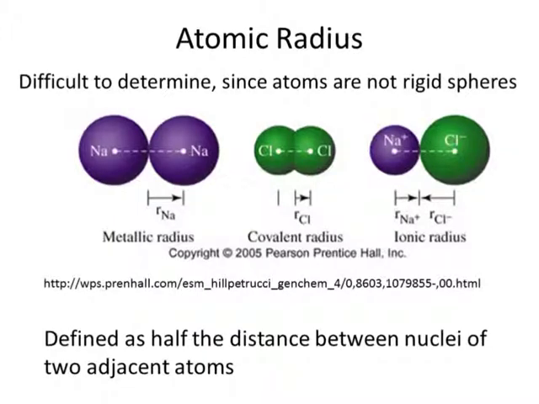So we've come up with a rough definition: the atomic radius is half the distance between nuclei of two adjacent atoms. So if we take two sodium atoms, and we find their nuclei, and then measure the distance between those two nuclei, and then cut it in half, that's how we define the atomic radius.